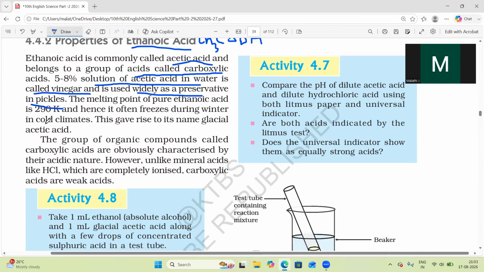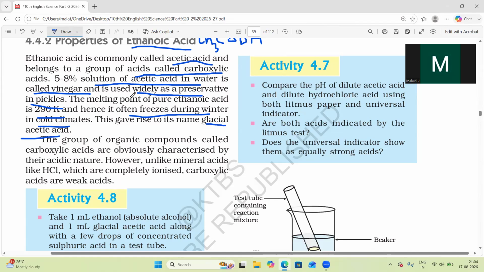The melting point of pure ethanoic acid is 290 Kelvin. Hence it often freezes during winter in cold climates. This gave rise to its name, glacial acetic acid.